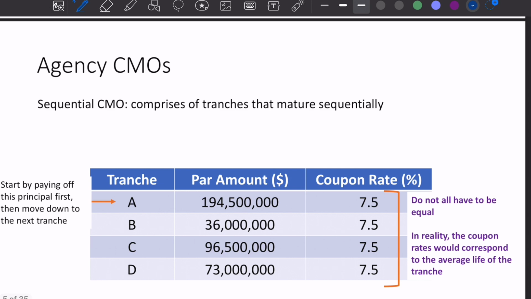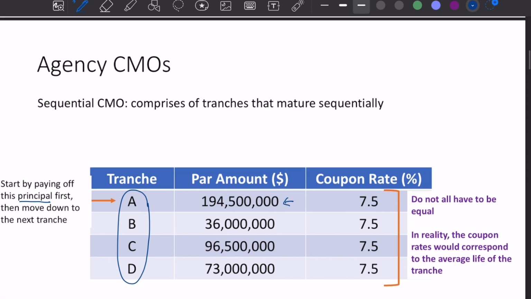Now here we have an example of what's called a sequential CMO. And what sequential means is that in this case, each one of the different tranches matures sequentially. So in the example here, we have 4 different tranches. So we have A, B, C, and D. And what would happen is first, tranche A would come up. So tranche A is going to first receive all of the principal, right? All of the principal that all of the homeowners in that pool of mortgages are paying. And tranche A is going to keep on receiving the principal until the full par amount is paid off.